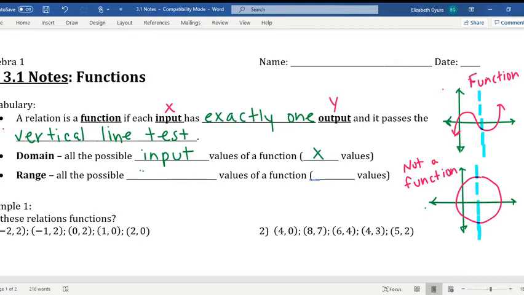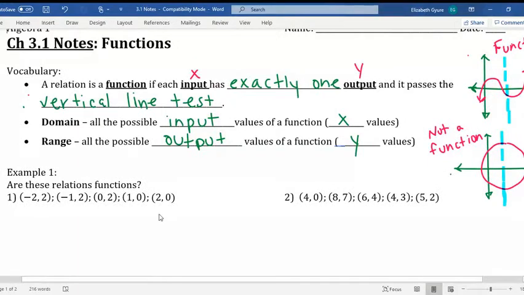Range is all the possible output values, or in other words, all the possible y's. You know how if you have your x and y axis, the x-axis goes left to right, okay? The y-axis is up and down. So your domain is anywhere your graph can stretch from left to right. The range is anywhere it can stretch top to bottom. Okay. And I'll show you how to find that in a second.